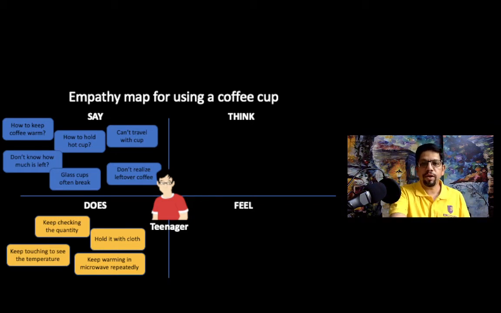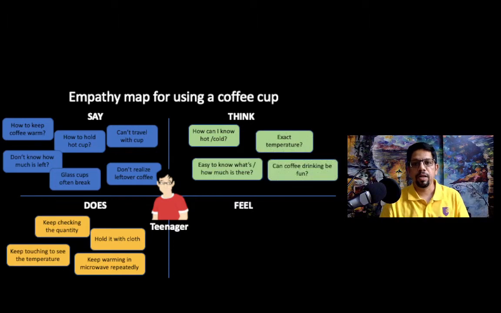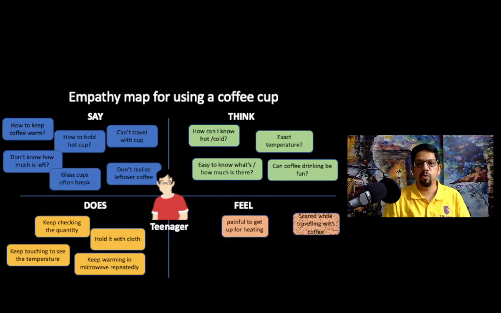Okay, so let's also understand what they think about it. How can I know whether the coffee is hot or not without even touching it, without seeing it? Can I know the exact temperature of the coffee? We typically say it's hot, it's warm, but we don't know whether it is 89 degrees or 100 degrees. But does it require to be known? That's what has come out. It should be easy to know what and how much is there. They want that to be easy, and can coffee drinking be fun rather than just a boring kind of a cup? Can they have a cup which is more fun?